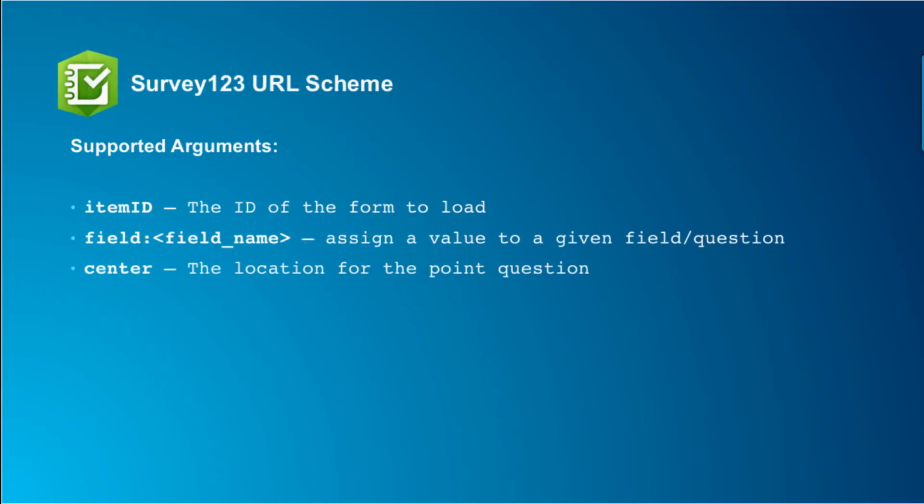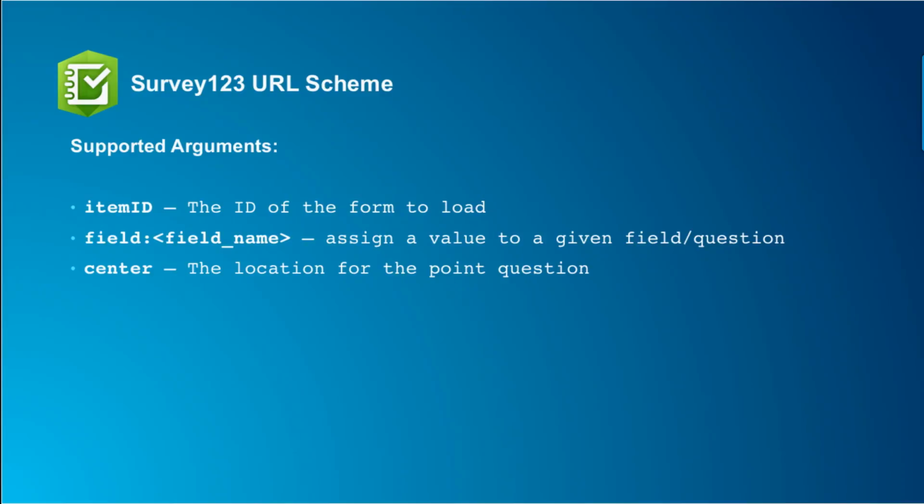And then lastly, Survey123. You want to talk to this one? Sure, yeah. So Survey123, fundamentally we support the item ID, which is the form ID, not the feature service, but the form. The field, colon, and then a field name will populate a particular question. So if your question is, for example, station ID, it would be field colon station ID equals the value. And then center is the location of your geopoint question, your point on the map.